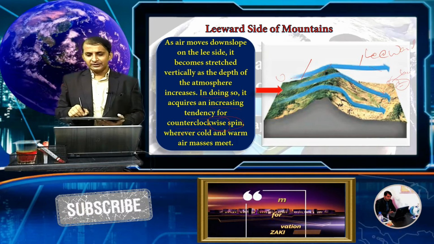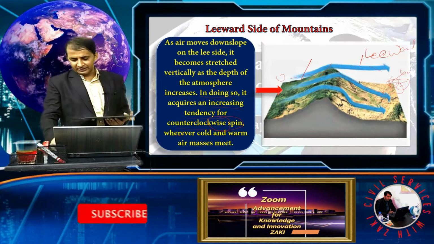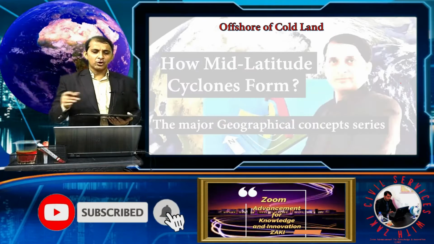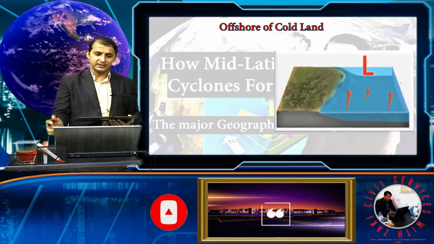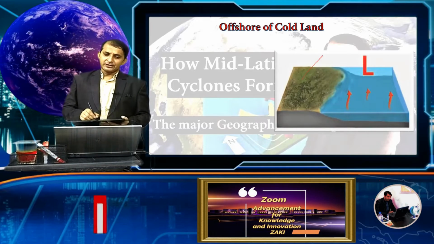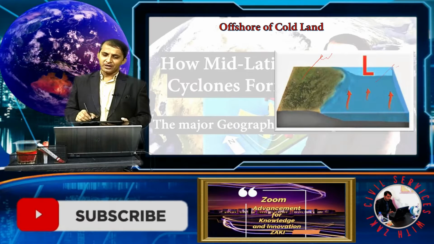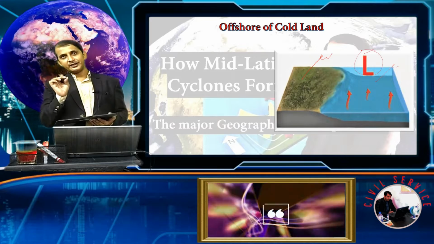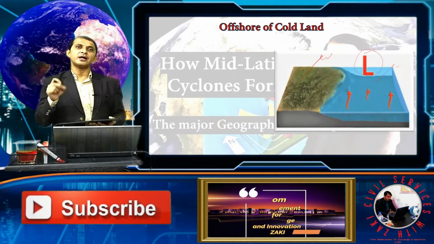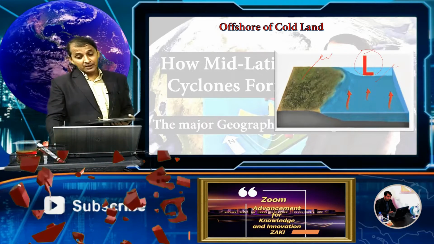So here a cyclone is generated. Another is offshore cold land. See here, this area is cold and this area is warm, and this creates low pressure, and after that it creates a center of low pressure, and finally a cyclone generates.